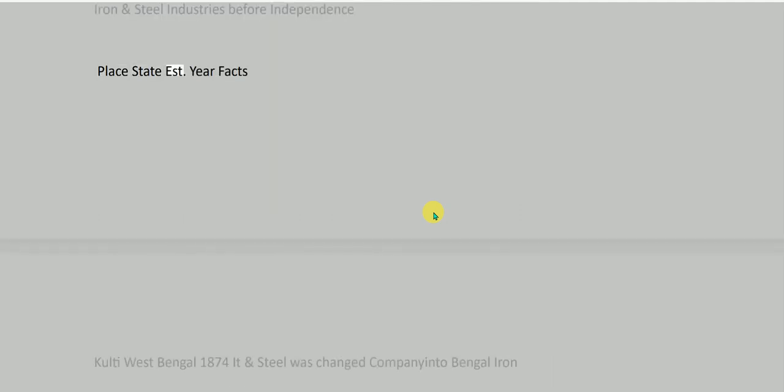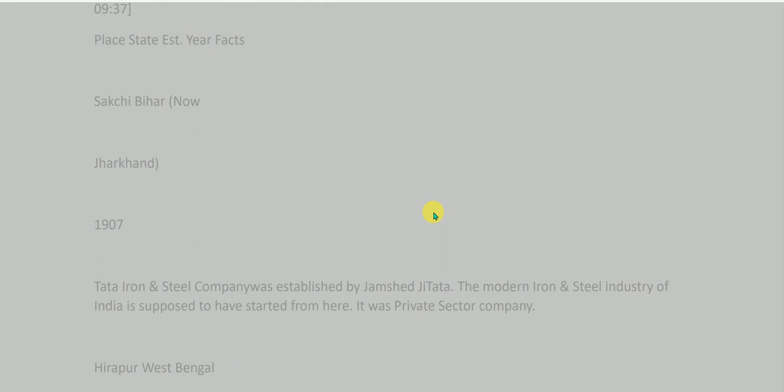Place, state, established year, facts. Kulti, West Bengal, 1874: the company was changed into Bengal Iron in 1937. Sachi, Bihar, now Jharkhand, 1907: Tata Iron and Steel Company was established by Jamshedji Tata. The modern iron and steel industry of India is supposed to have started from here. It was a private sector company.